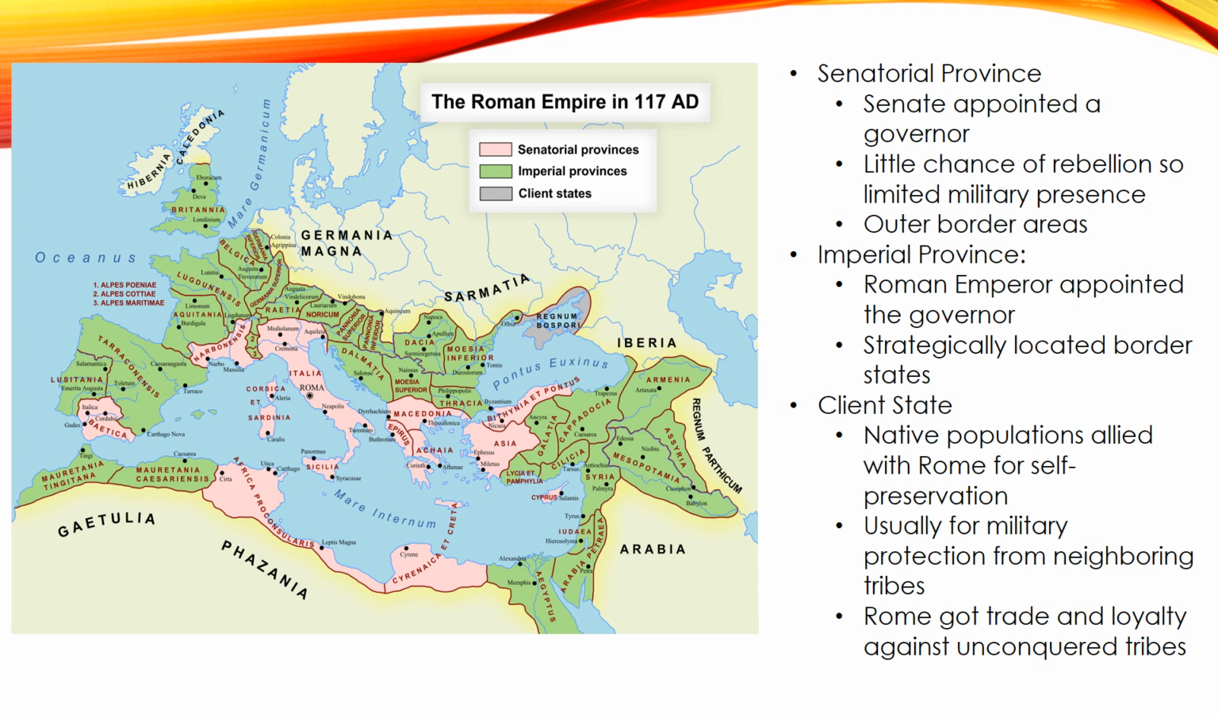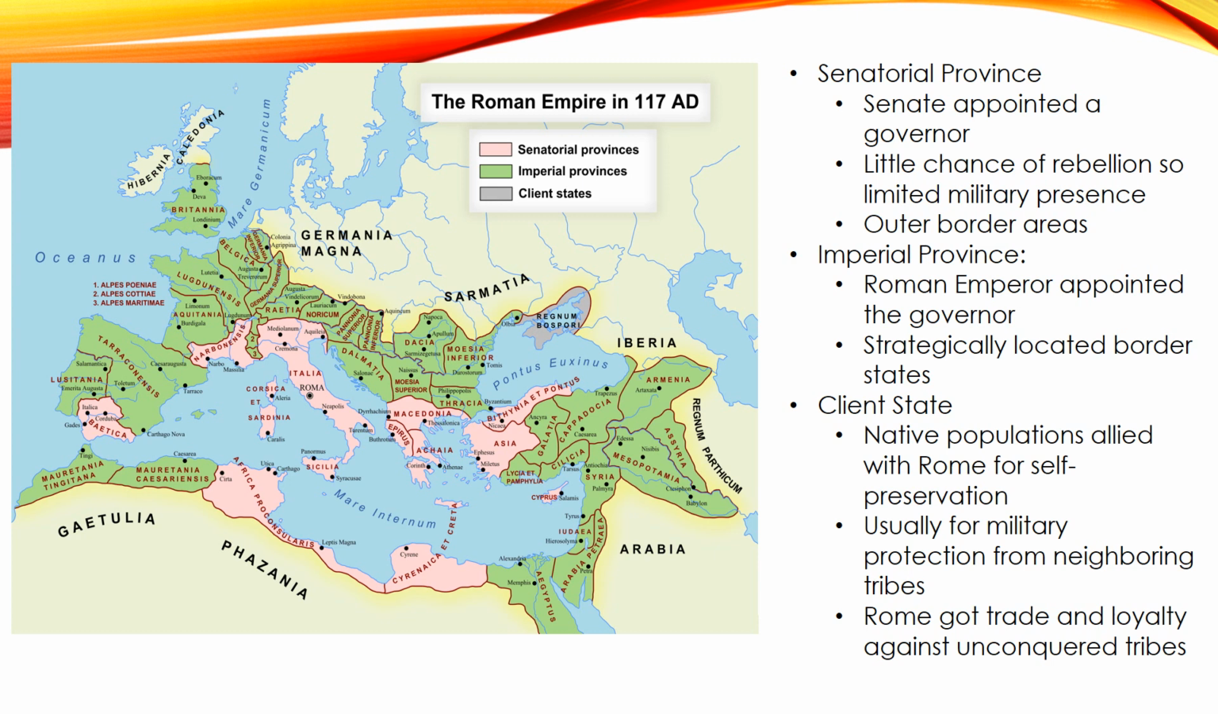The imperial provinces were where the Roman emperor appointed the governor. These are more outlying areas. These are border states, and so the emperor was usually putting old generals as governors in these regions so that they could be protected militarily.